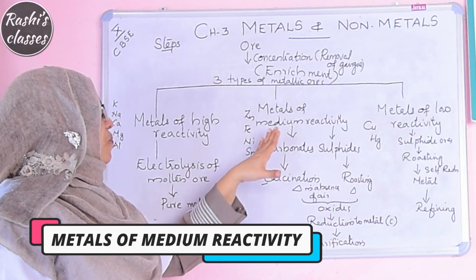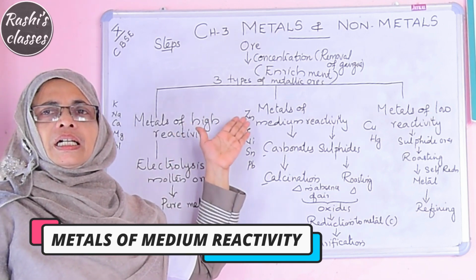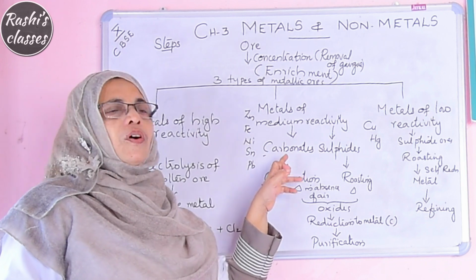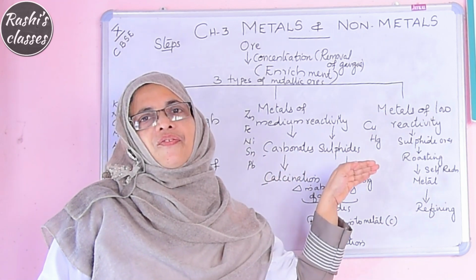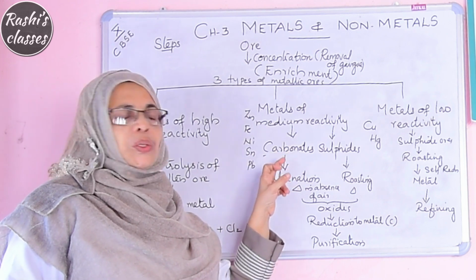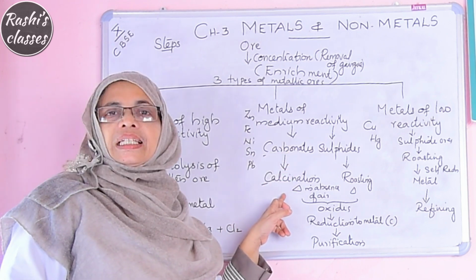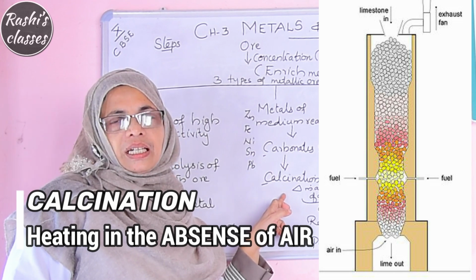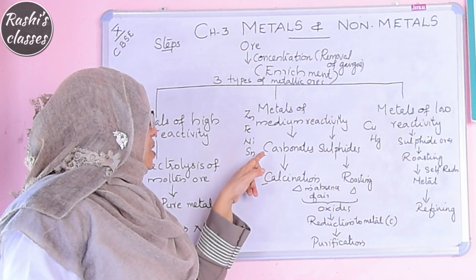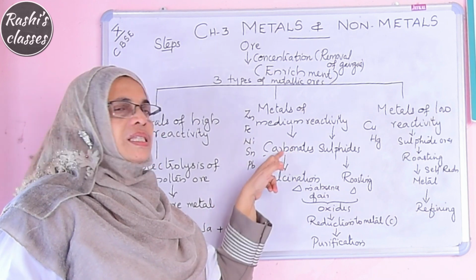Then metals of medium reactivity, that is zinc, iron, nickel, tin, lead. These are in the form of carbonates and sulfides. Carbonates, for carbonates we have to heat in the absence of air, that is called calcination. A clue is there: CC, carbonates, calcination.